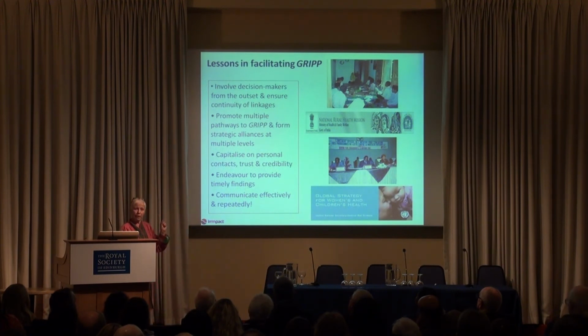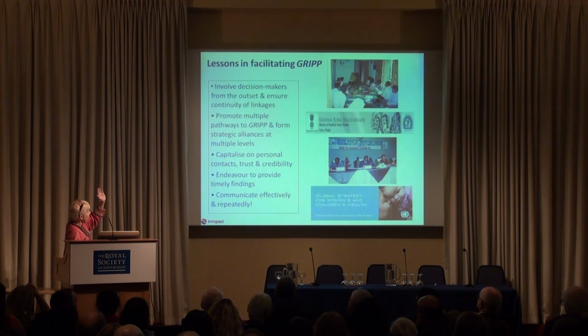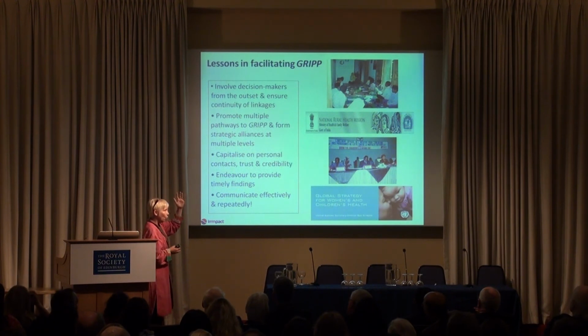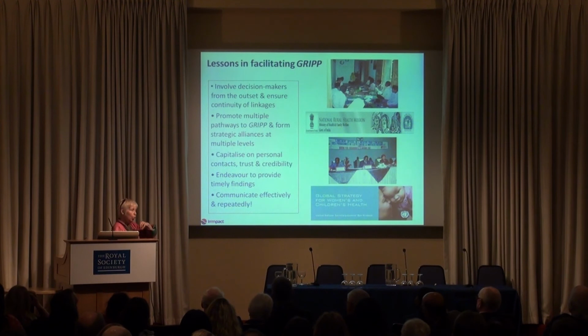Please start by taking the perspective of those you think you are generating evidence for, and maintain continuity with those decision makers. Multiple pathways to GRIPP, strategic alliances. It's not those of us sitting in Aberdeen, Edinburgh, or anywhere else in the global north. It's who we work with on the ground. Strategic alliances. Capitalise on personal contacts and trust. You have to use those connections.